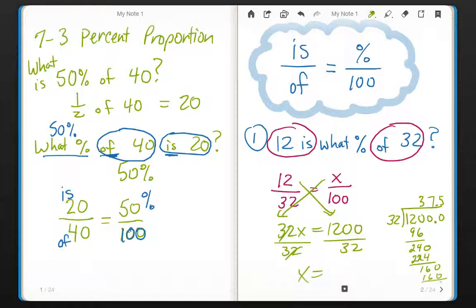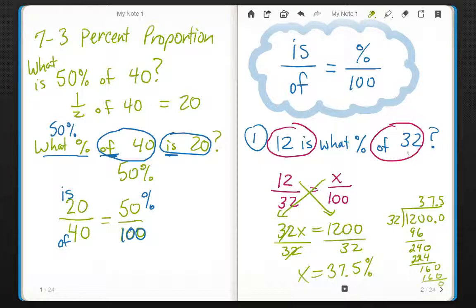Did you get 37.5? You're getting close. Or you could do 37.5. So there's our percent. 12 is 37.5% of 32. Does that sound reasonable, if we just logically thought about it? Because what's half of 32? 16 would be the 50%, so it should be below 50 because we only had 12.